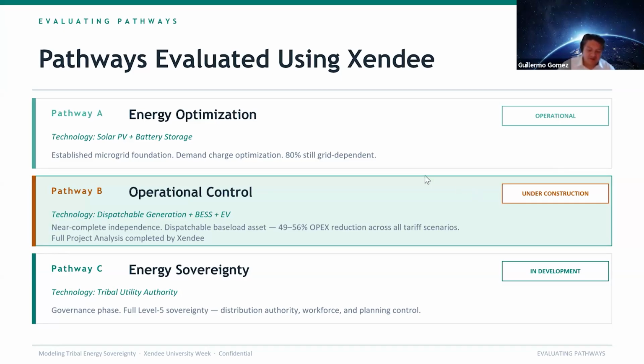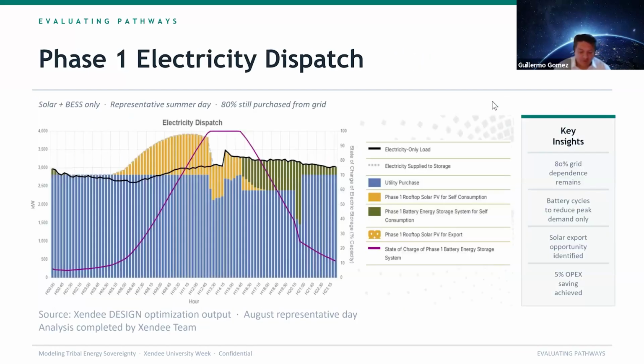Seeing how these perform, it was very critical to use the Zendi team for the modeling. This was some of the modeling that took place for this project. As I mentioned, the new baseline became 80% still purchased from the grid, with 20% generated on site. Zendi really helped us make this the new baseline to set the stage for the cogeneration part of the project.